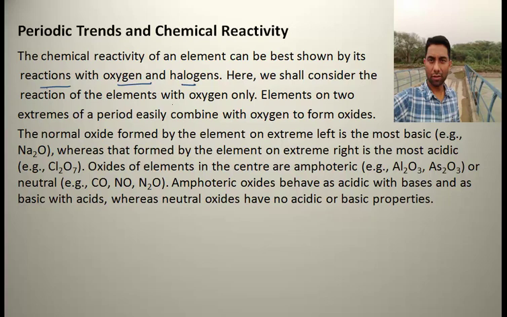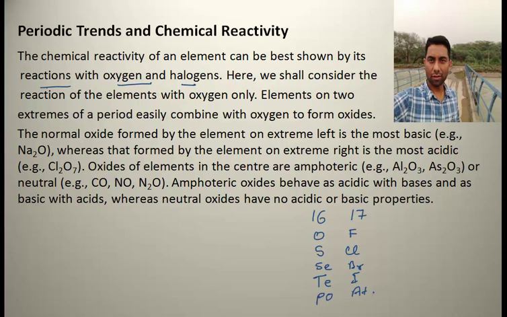Now, oxygen belongs to group 16. Group 16 contains oxygen, sulfur, selenium, tellurium, and polonium. And group 17 are fluorine, chlorine, bromine, iodine, and astatine. Right? So most of the reactivity, most of the compounds formed by these, or their properties, can be related by the reaction of these species with oxygen and halogen. Both are highly reactive species.